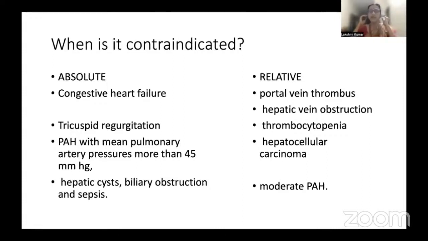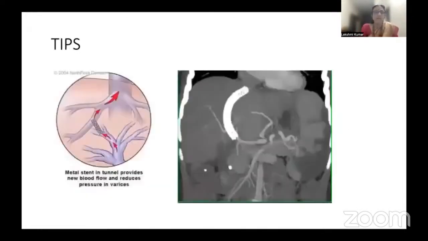Relative contraindications, of course, are a portal vein thrombosis, obstruction of the hepatic vein, thrombocytopenia, where the platelet counts are very low because the risk of hemorrhage can be overwhelming. In a malignancy where you might actually disseminate the basic malignancy, and moderate pulmonary hypertension is a relative contraindication.